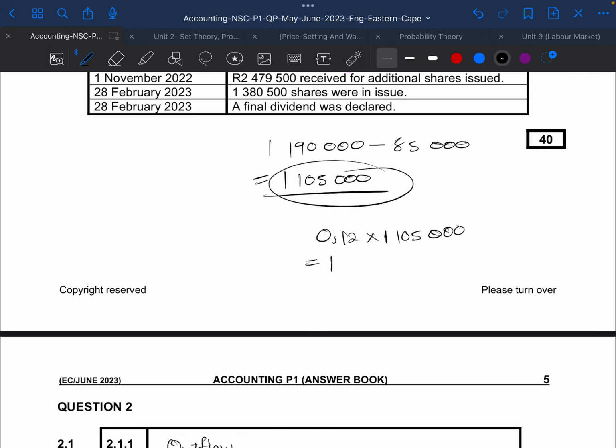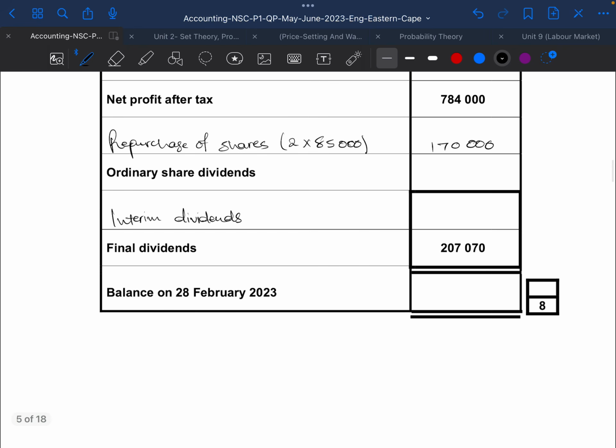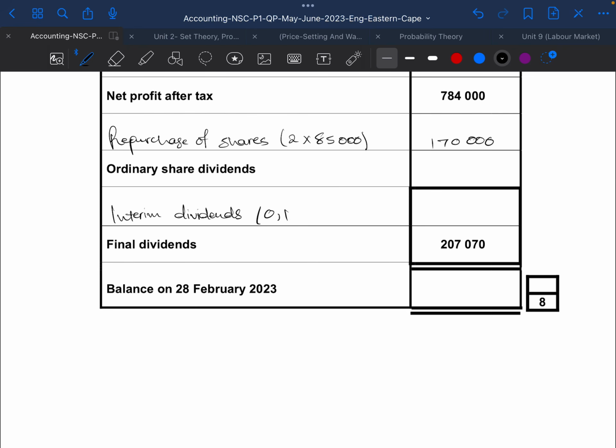So it's just gonna be 12 cents times 1,105,000, and just see how much that is. So that's 132,600. Okay, so it was 0.12 times 1,105,000, and then that's 132,600. So here you have a bracket, also here you have a bracket, and then you add these two together and see what you get. 170,000 plus 132,600, and that's 302,600.